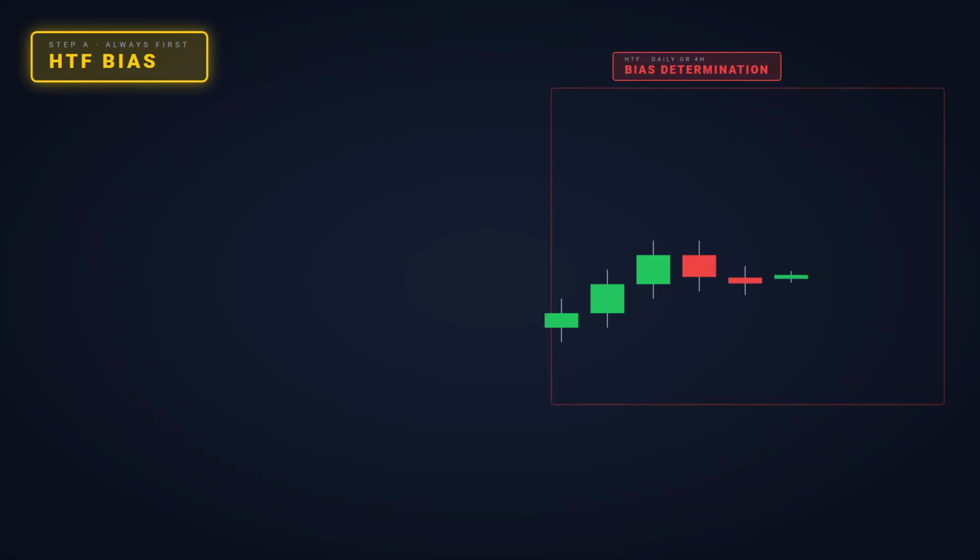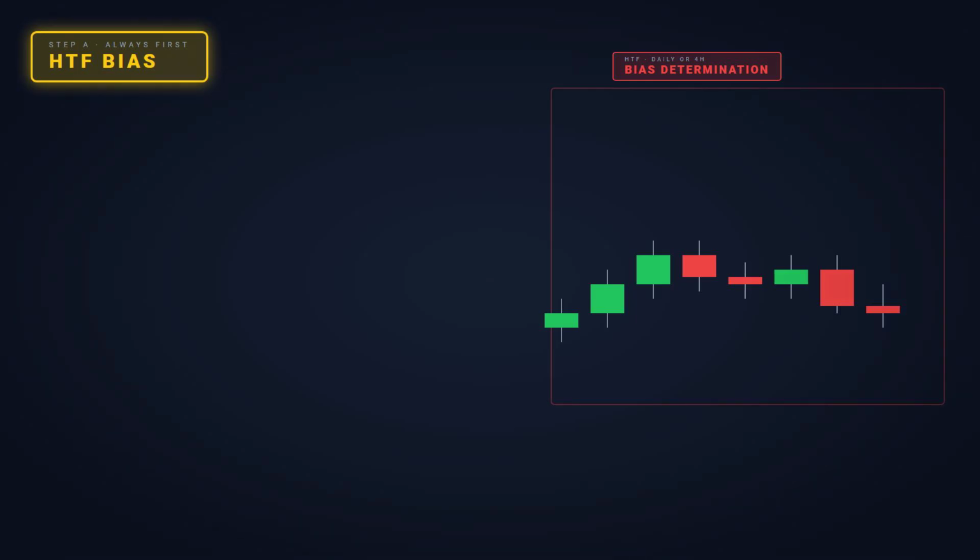Step A, determine the higher time frame structural bias. This is always first, always. You go to the higher time frame, daily, 4-hour, depending on what you're trading, and you determine whether price is in a clean, bullish, or bearish structure using everything from step 1.